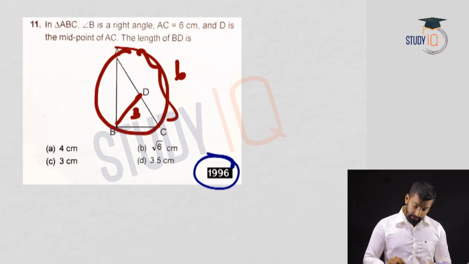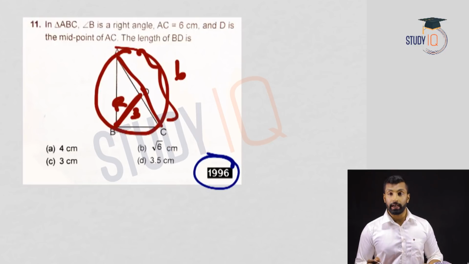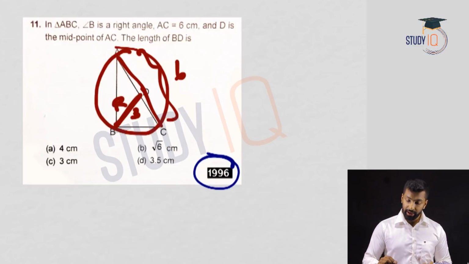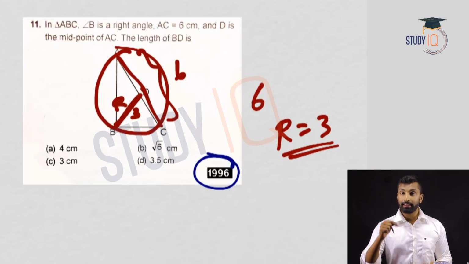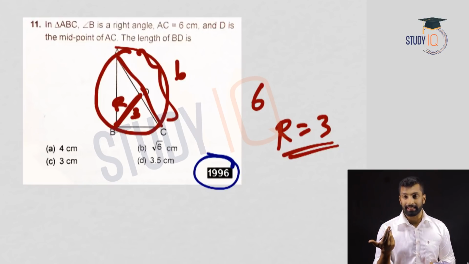Okay, so what is this BD? BD is nothing but the radius. So this AD is also the radius and DC is also the radius. So diameter is given as 6. What is radius? Radius is equal to 3. So what is the property? In a right angle triangle, the length median to the hypotenuse will be half of the hypotenuse. That is the property. Otherwise, you can think of a circumcircle.